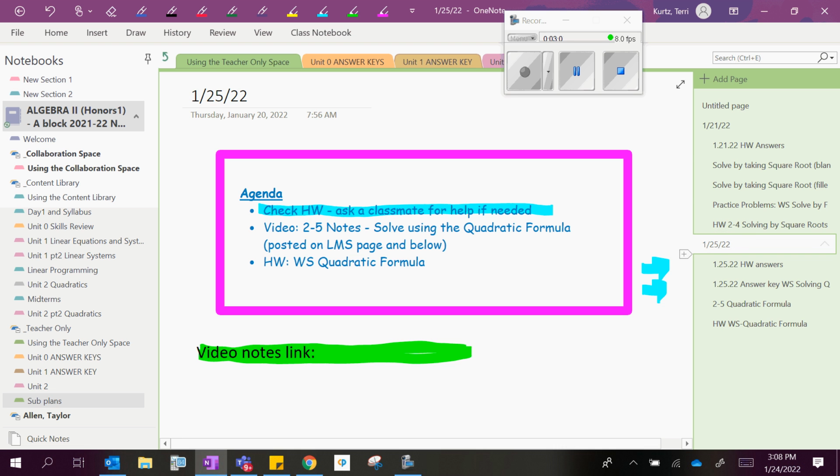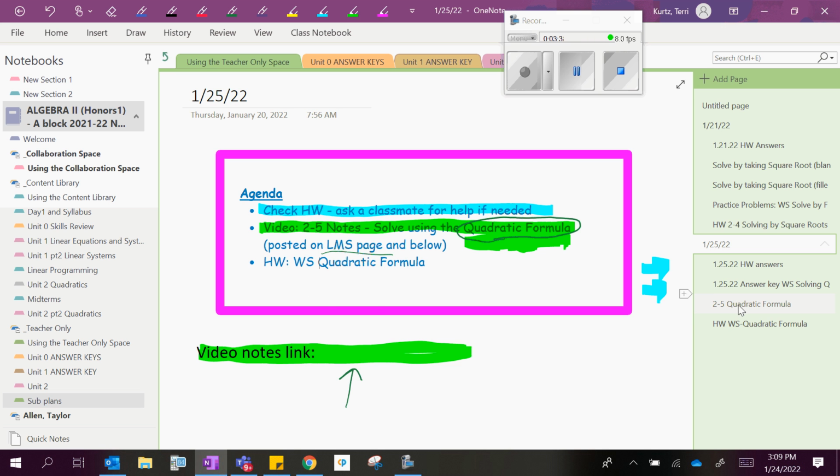After we've reviewed homework, we are going to have some notes today, similar to last class. Today we're going to continue solving quadratics, but using the quadratic formula, which I know you have seen before in Algebra 1. It is super important, and we'll probably go a little more involved than you did in Algebra 1. Those will be our notes today. The video will be posted right down here after I'm finished, and it will also be posted on the LMS page that your sub is showing right now.